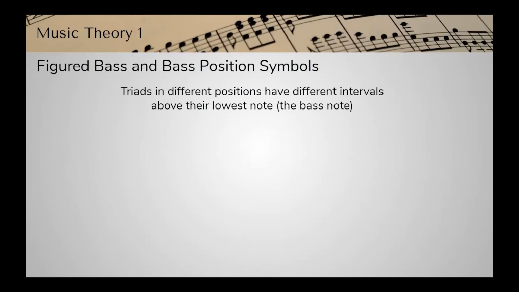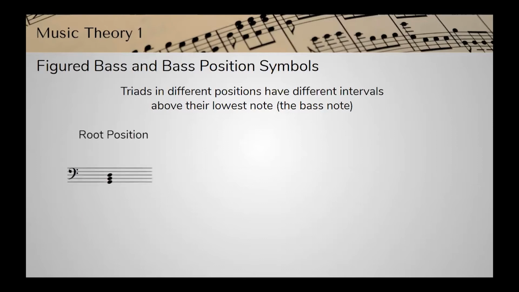So we needed a way to identify triads, or identify the positions of triads and seventh chords, which we'll talk about in a second. But what's really different about them, since they don't have a different name, but they do have different intervals. Depending on what position a triad is in, it will have different intervals relative to the lowest note, which we also call the bass note.